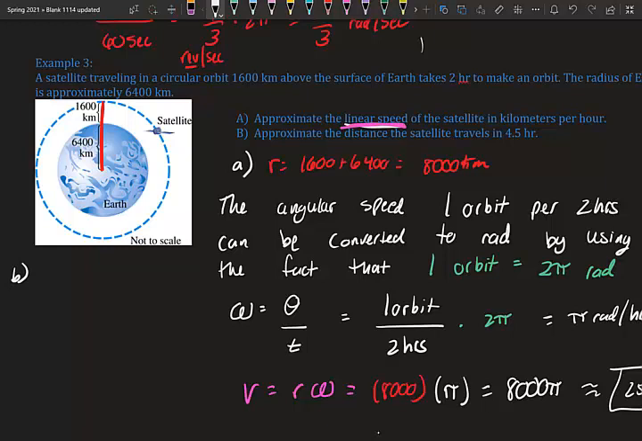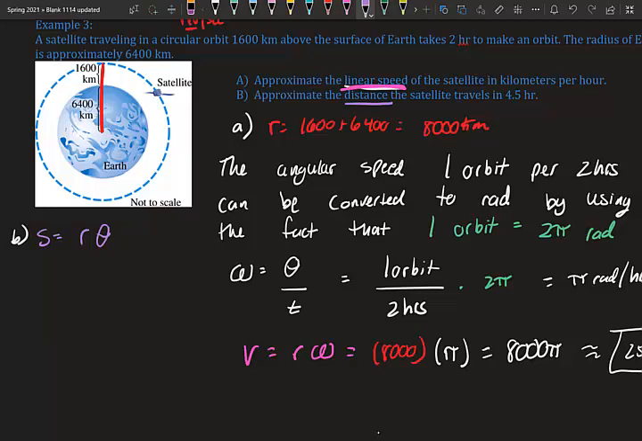But let's explain using formulas. So if we want to approximate the distance the satellite travels in 4.5 hours, distance around the circle, because we're going in a circle, we want to know the distance we go around in a circle. That's sector length. So we have sector length, we know that is r times theta, but we do not have a theta. We do not have an angle of this satellite whatsoever.